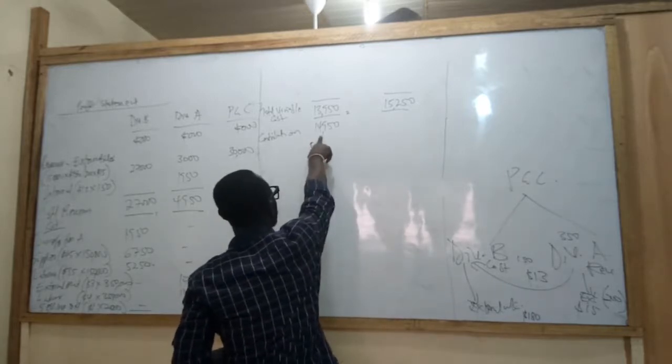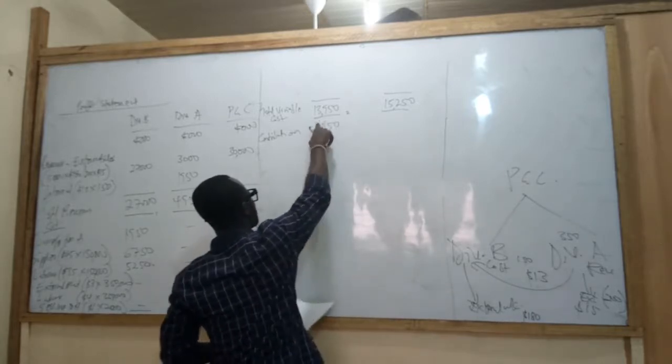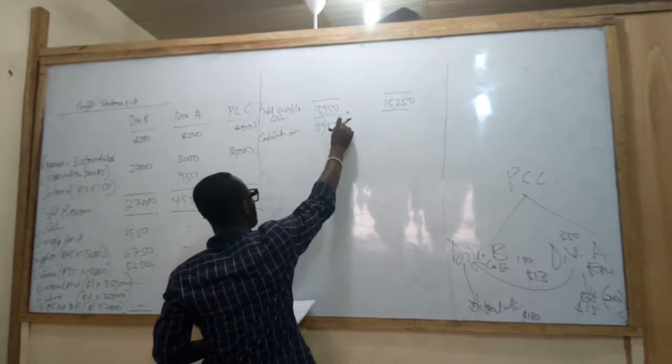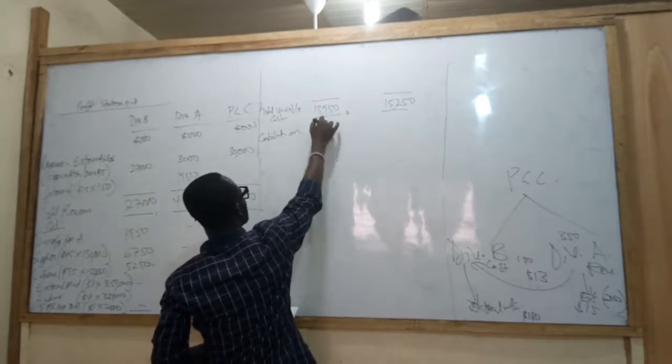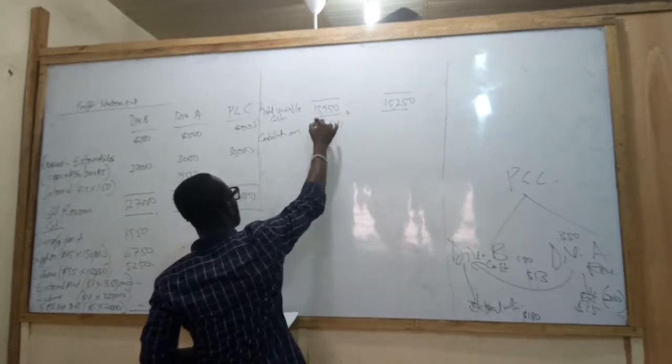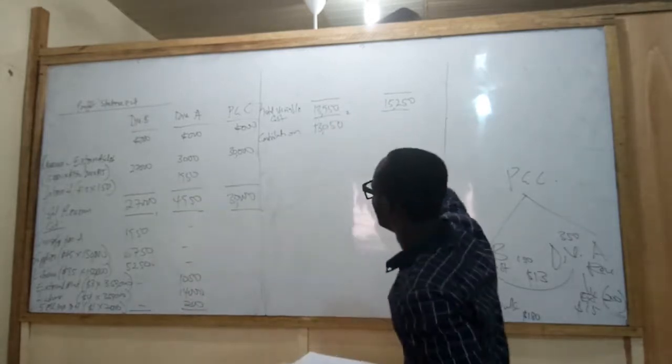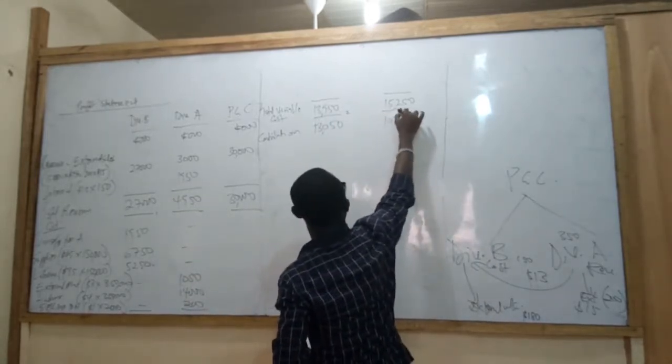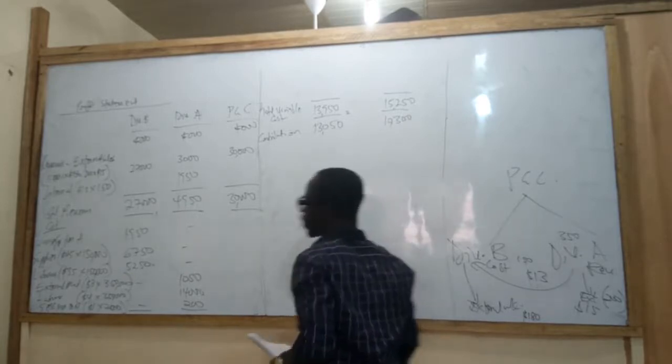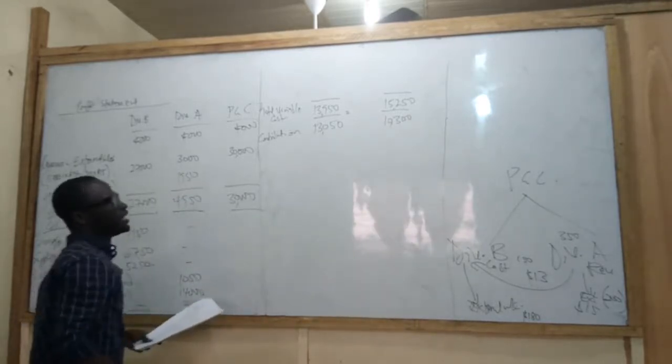Are you sure about this figure, 14,000? It's 13,000. 13,000. Francis, don't give me more. 10,000. 10,300. So that's the contribution, right?